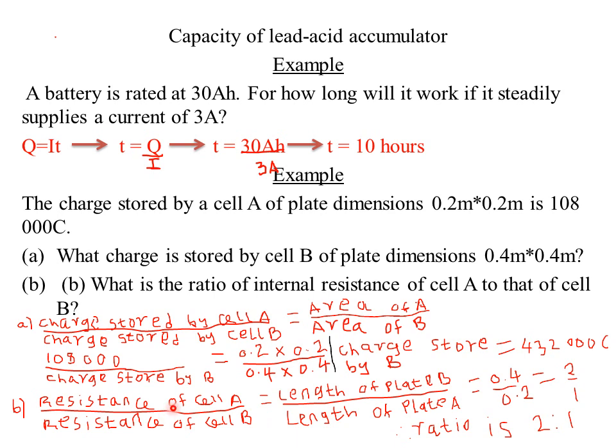So we just compare, because they want a ratio. Remember, a ratio usually has no unit, so it's just a comparison between two quantities. So we take the resistance of cell A divided by the resistance of cell B, which should be equal to the length of plate B divided by the length of plate A. So they are inversely proportional. We are told that B has a length of 0.4, and the length of plate A was 0.2, so it is 0.4 divided by 0.2. If you multiply by 10 on the numerator and denominator, you get 4 divided by 2, which gives you 2 over 1. So the ratio is simply 2 to 1.